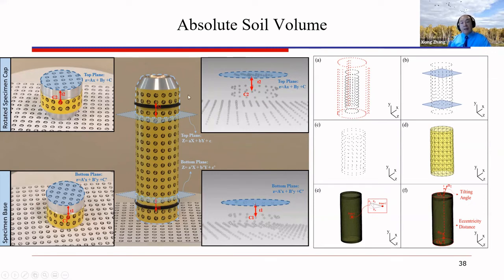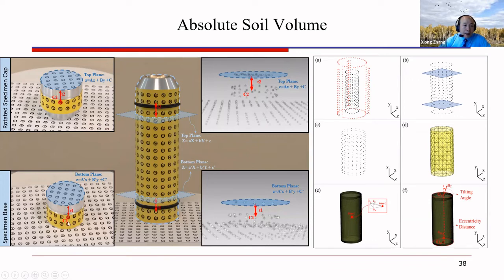But it cannot be measured by our method. So the method developed by Dr. Fiak was, if you think about it, if we have some points on the top cap and the bottom pedestal which are visible, then these points have a fixed distance to the top plane and the bottom plane.